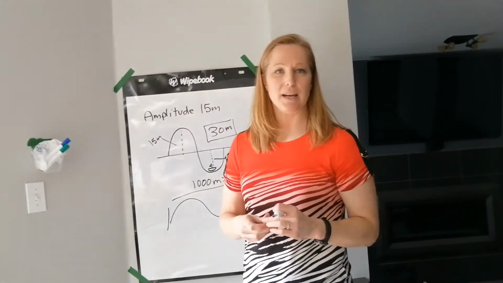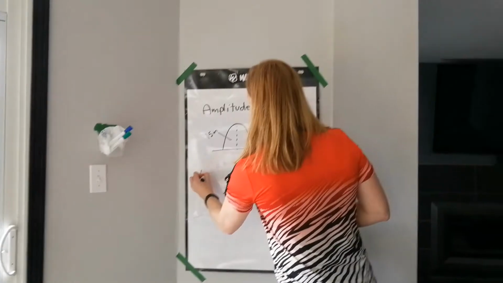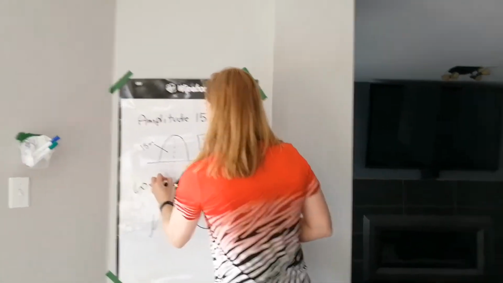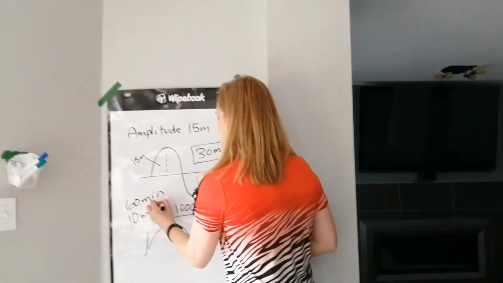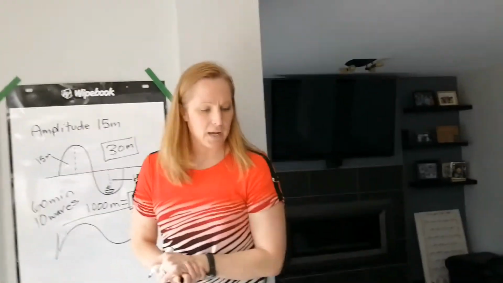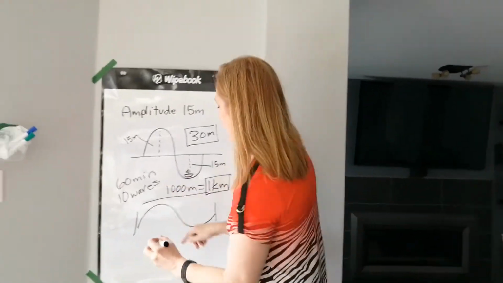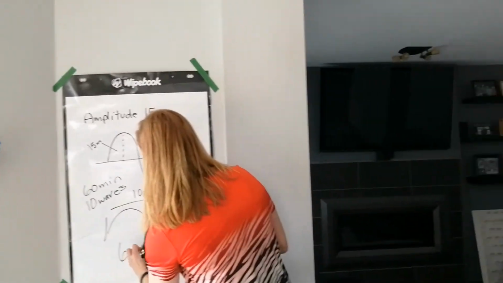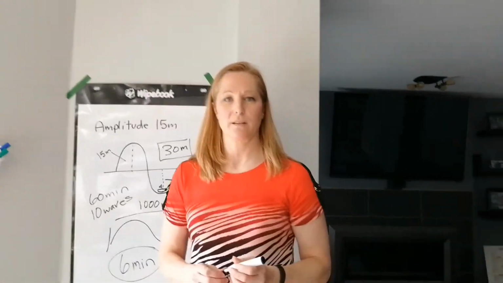How many minutes in an hour? 60. 60 minutes, which means in 60 minutes, there will be 10 waves. So, how often will a wave pass under the boat? That will be every 6 minutes a wave will pass under the boat.